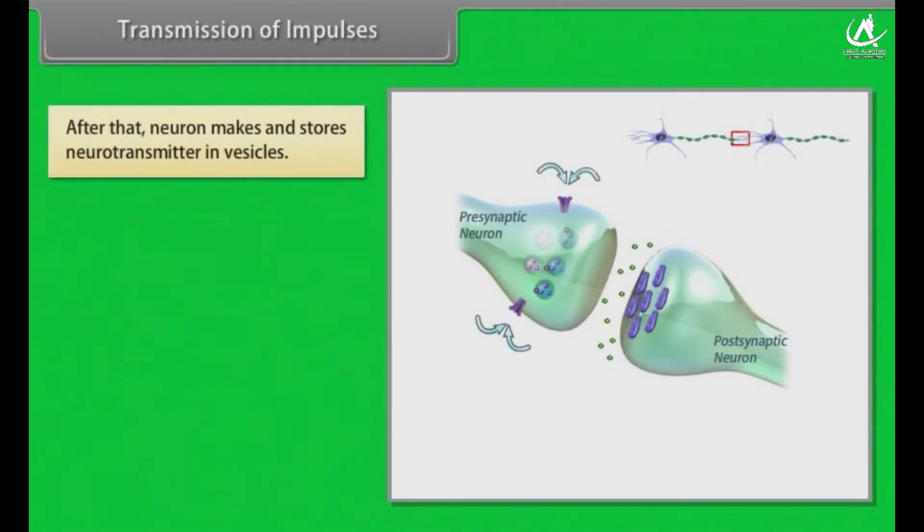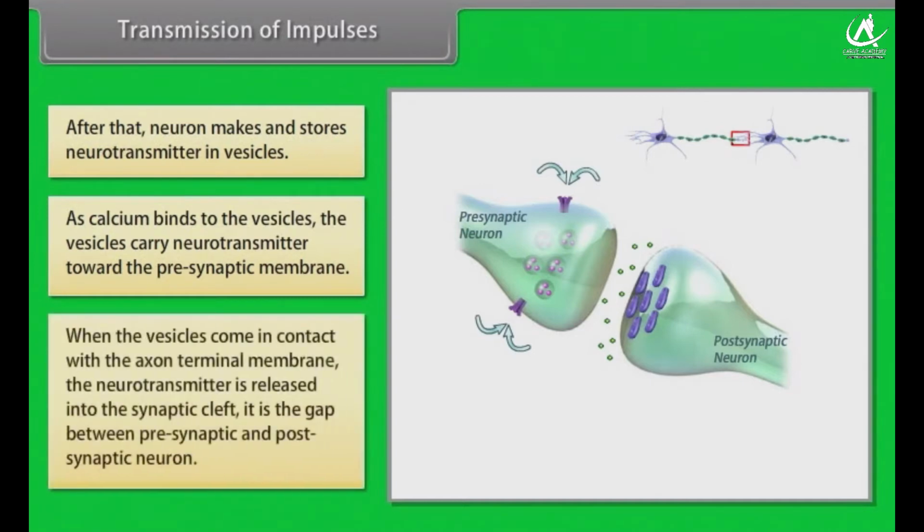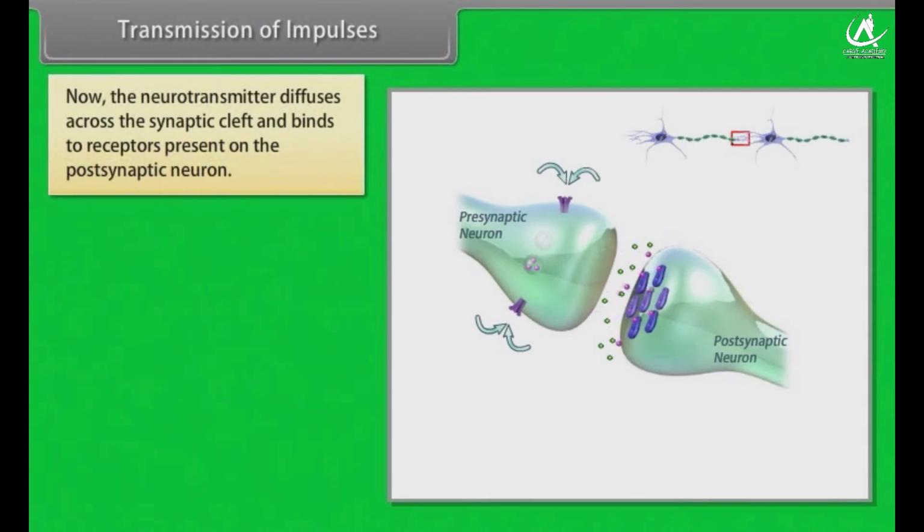After that, the neuron makes and stores neurotransmitters in vesicles. As calcium binds to the vesicles, they carry neurotransmitter towards the presynaptic membrane. When the vesicles come in contact with the axon terminal membrane, the neurotransmitter is released into the synaptic cleft. It is the gap between the presynaptic and postsynaptic neuron. Now, the neurotransmitter diffuses across the synaptic cleft and binds to the receptors present on the postsynaptic neuron.